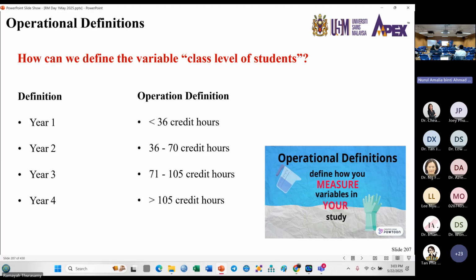In USM, we have it that way. So if you have 36 to 70 credits, you become year 2. In the results, they will put year 2. We go by the number of units. So the same year can be measured with the physical year or the number of units. The person answering must understand this. That's why the operational definition is important.